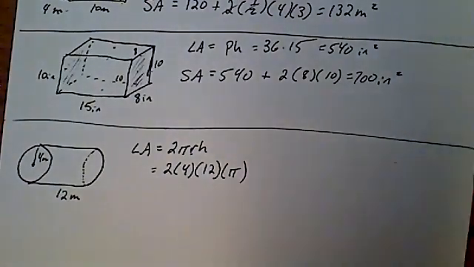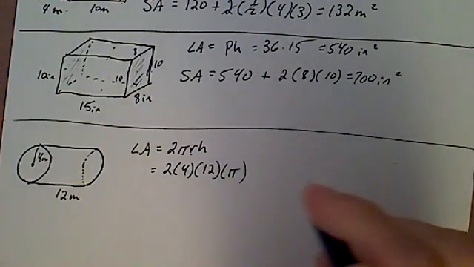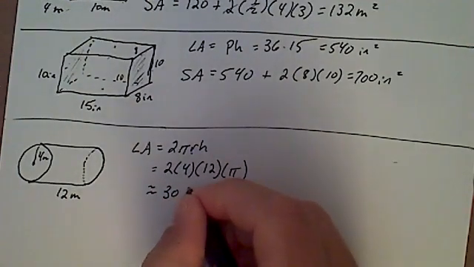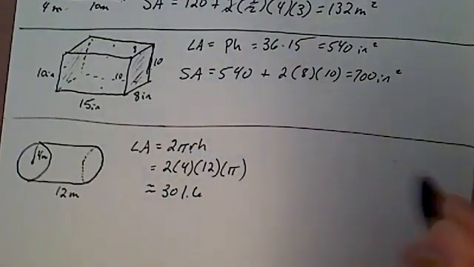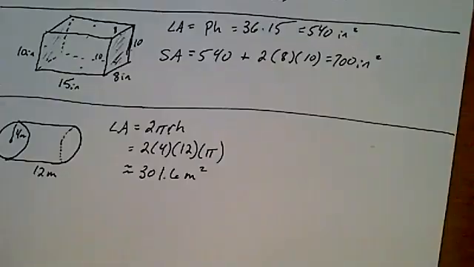In past years, typically I have you leave it in pi, but given our situation this year, you are going to give answers to the nearest tenth. I got 301.59, which means I'm going to round up to 301.6, and that is meters squared.